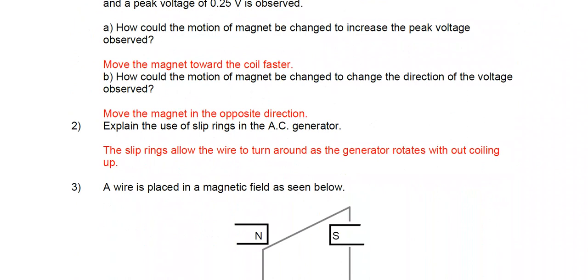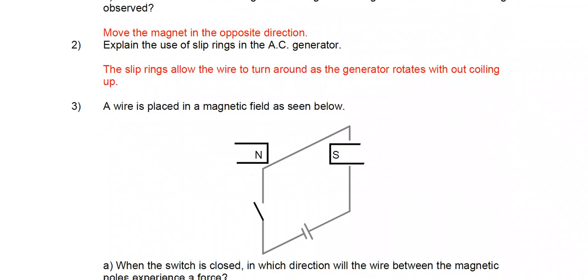Number 2, explain the use of slip rings in the alternating current generator. Well, the slip rings allow the wire to turn as the generator rotates without coiling up and being tangled up.